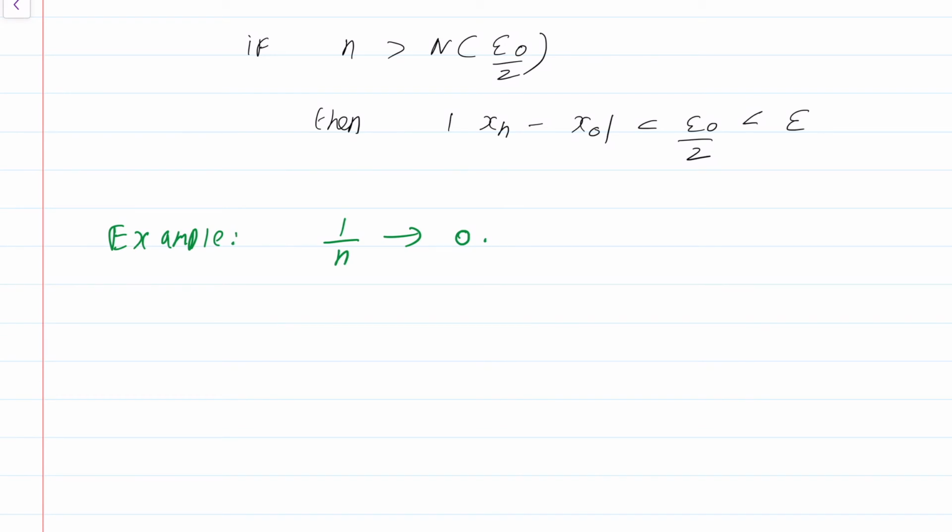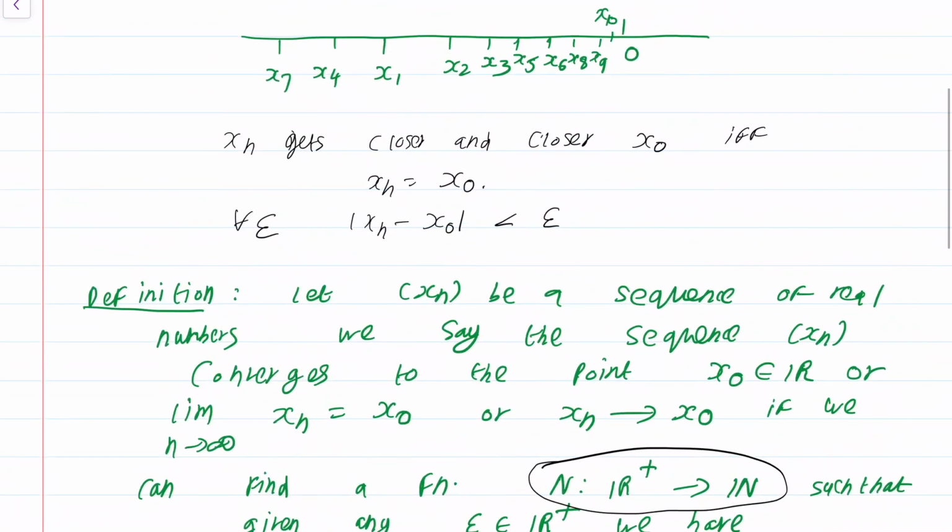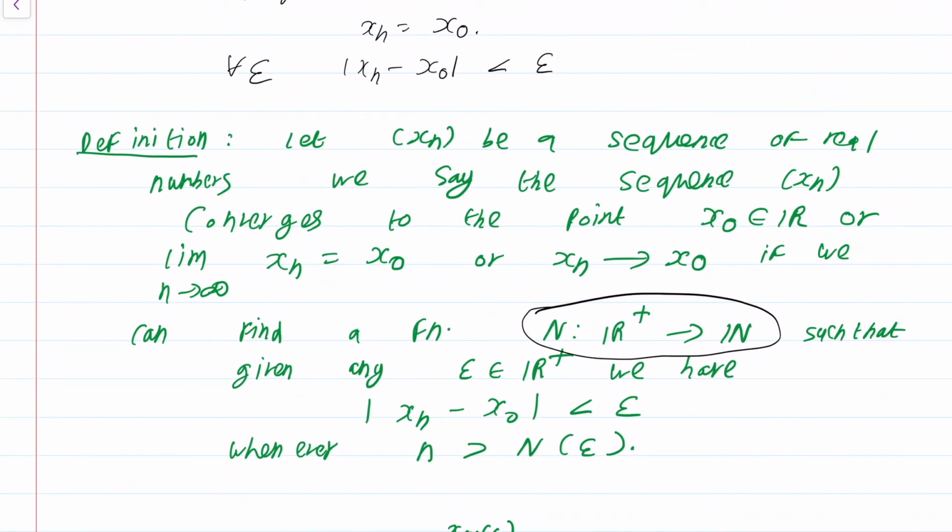What should we do to show that 1 by n converges to 0? Let's display the definition again. You're given this sequence x_n. Now the sequence is 1 by n. We have to find x naught, but x naught is also given to us, 0. We have to show that given any epsilon in R plus, we have mod x_n minus x naught less than epsilon whenever n is greater than N of epsilon. As you would have realized by now, the heart of the matter is finding out what this N function is. So this N from R plus to the natural numbers is the key.